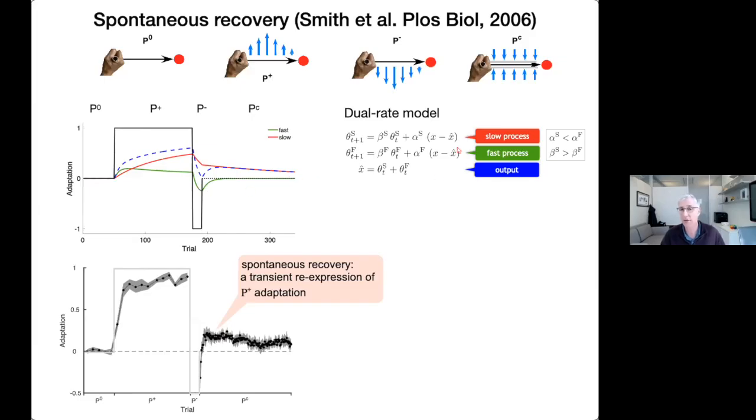When you go into the channel trial phase, there are no errors anymore. You're making lovely straight movements. So all you do is decay. And because the fast learner decays quickly, it reveals effectively the slow learner, leading to the appearance of spontaneous recovery. Now, critically, this dual rate model is a model of proper learning. The only thing that can happen here is if you change your belief about the states.